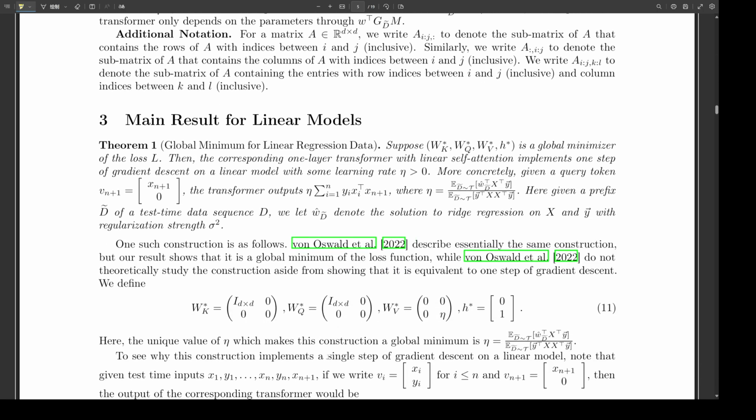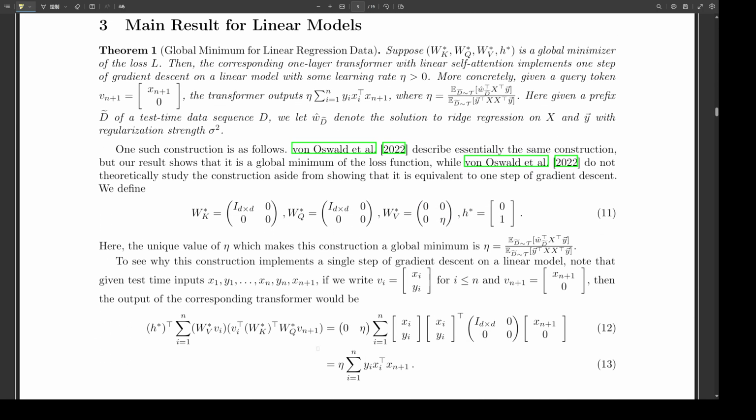Ah, so it determines the step size, like how quickly the model adjusts its prediction based on the examples it's seen. Exactly. And the paper derives a specific formula for this optimal learning rate, eta. Okay, so the transformer, just by training on this specific kind of data, learns to take a step in the right direction using gradient descent. Now, this is where things get even more interesting.